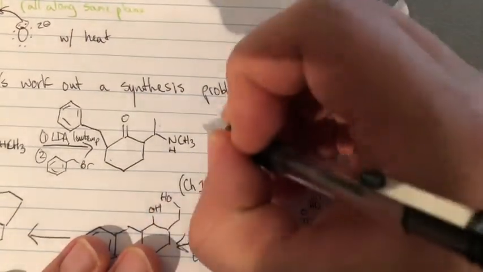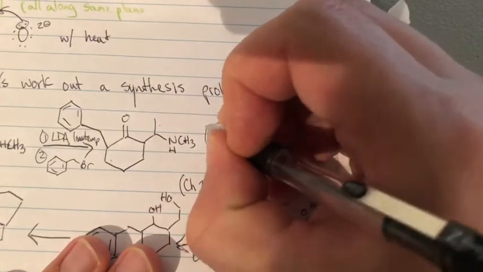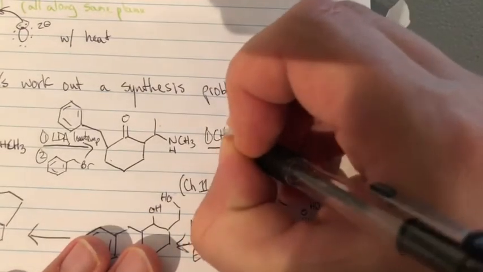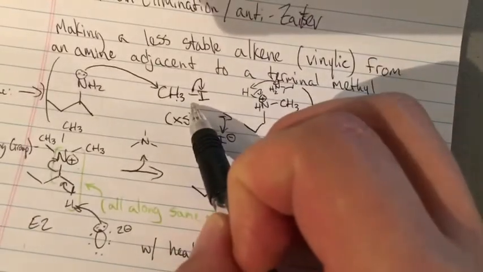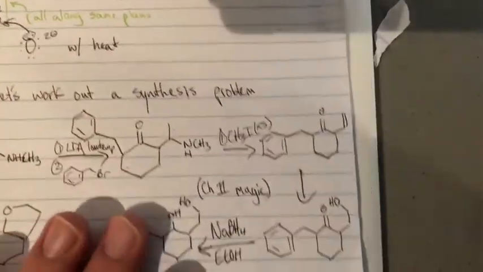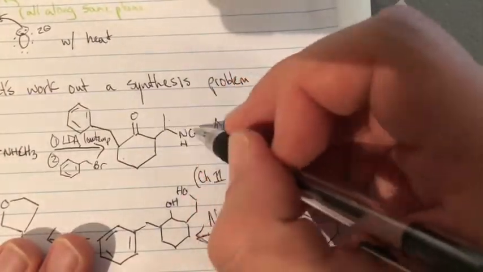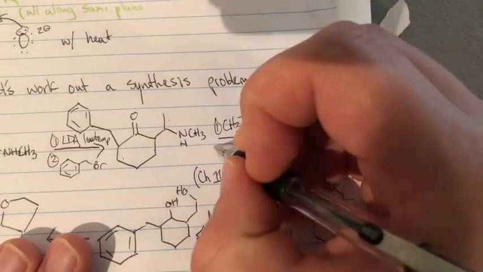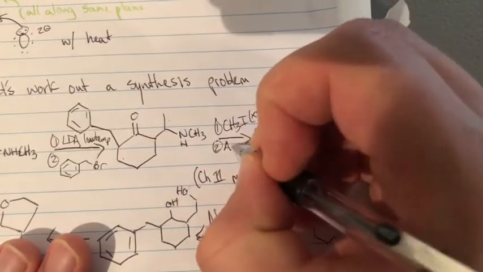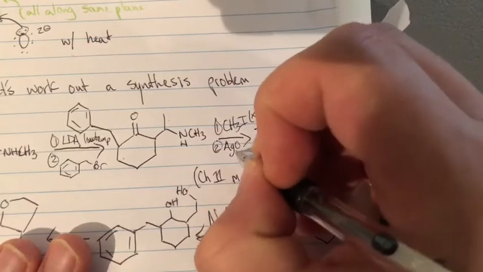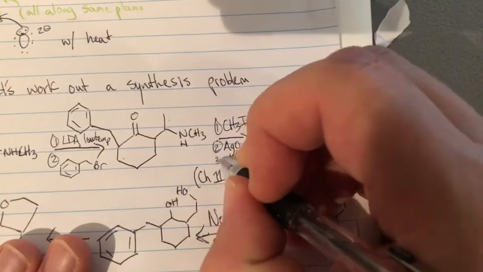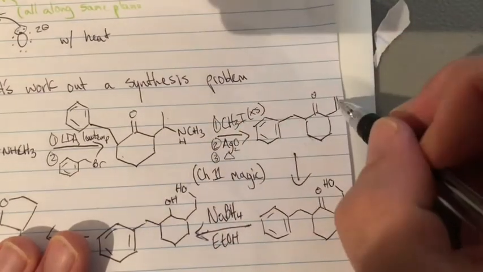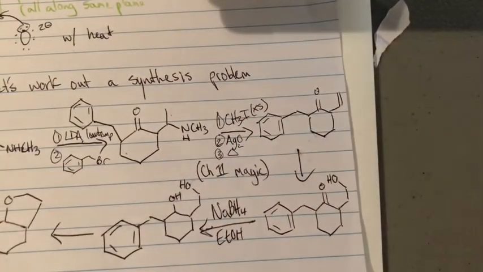So what we're going to do is we're going to do a Hofmann elimination. So the first step is we're going to introduce excess methyl iodide, a good electrophile. So that's going to form a quaternary amine here. We're going to use silver oxide, of course heat. Okay, and then we're going to get our Hofmann elimination product.